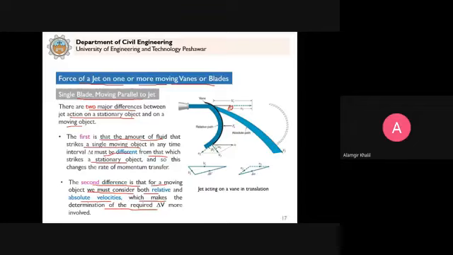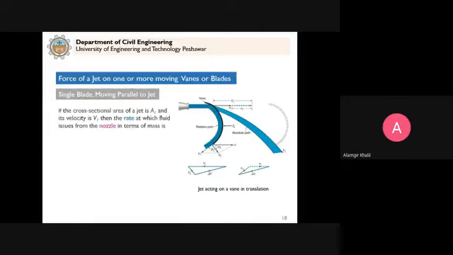Clear? What was the case that if you want to calculate the force, the force is equal to rho q into delta V. So now for the case of moving vane, how do we calculate this delta V? Clear? So this is now challenging. The first thing is that the discharge which is hitting the vane is different from a stationary vane. And the second thing is delta V calculation, because we have to consider the relative and absolute velocities.